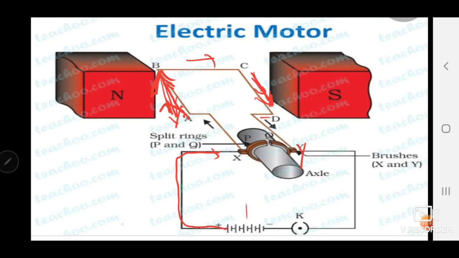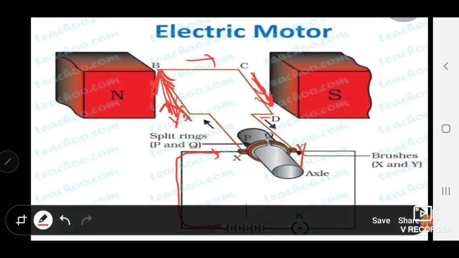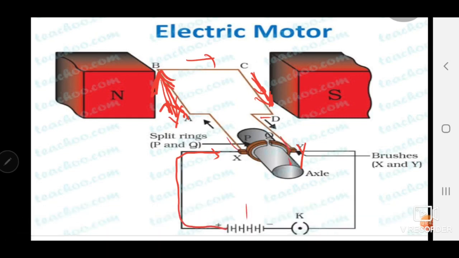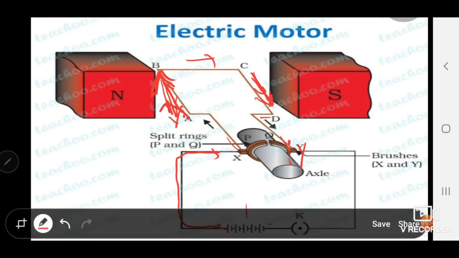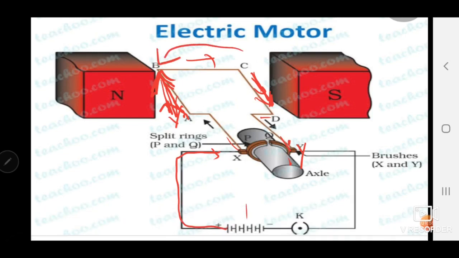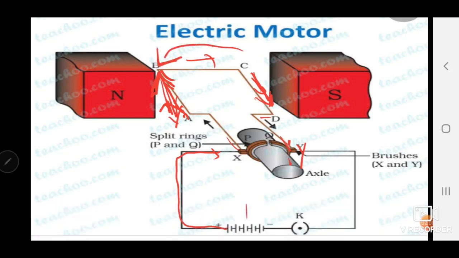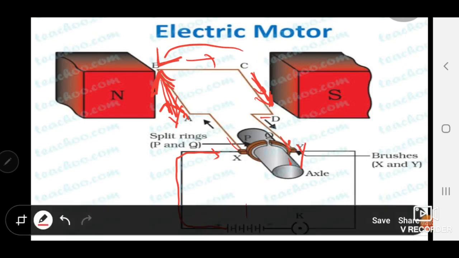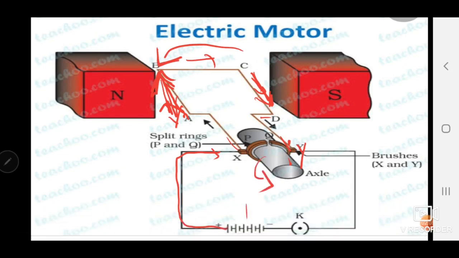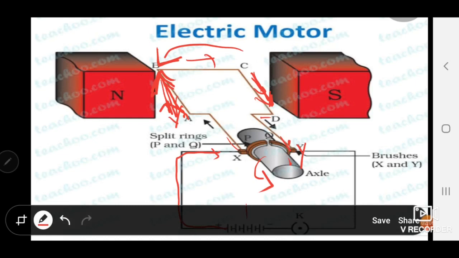Thus the coil and axle are free to move. So this is an axle and this is the coil. Now as AB comes down and CD comes up, it is free to move up and down. So as the coil is moving in this direction, hence the axle is moving in anti-clockwise direction. So this is the half of rotation.